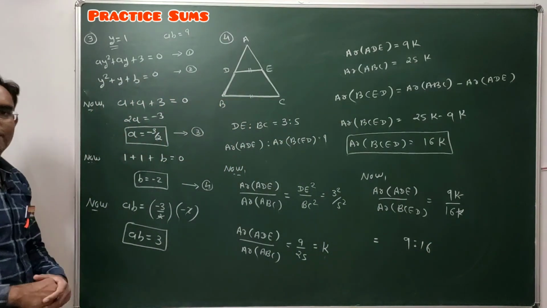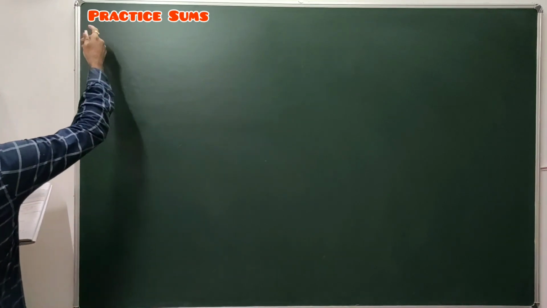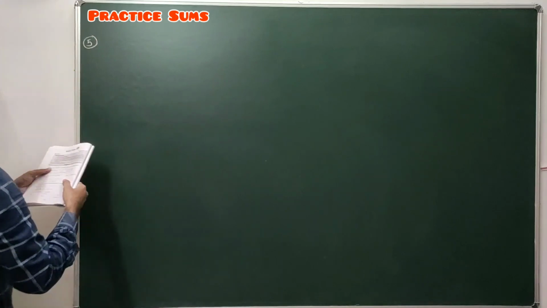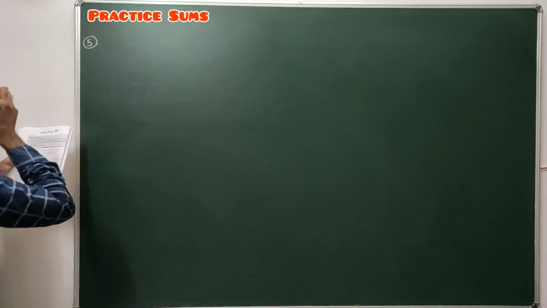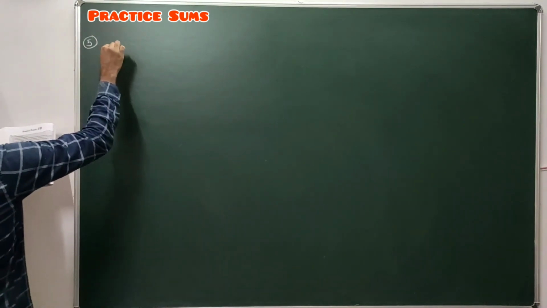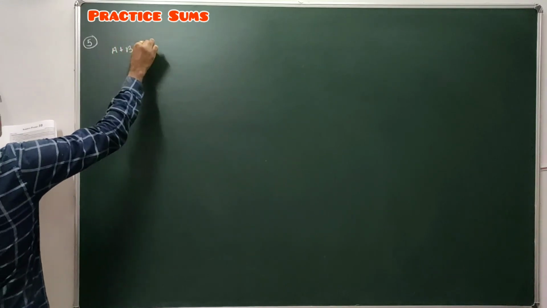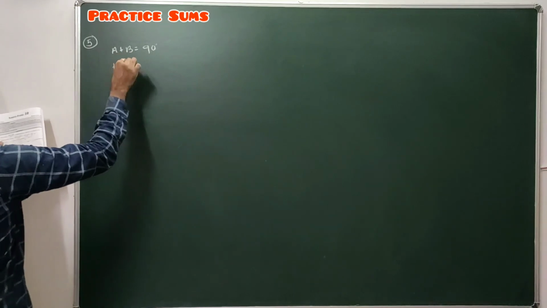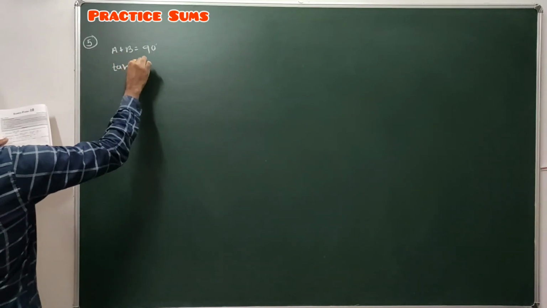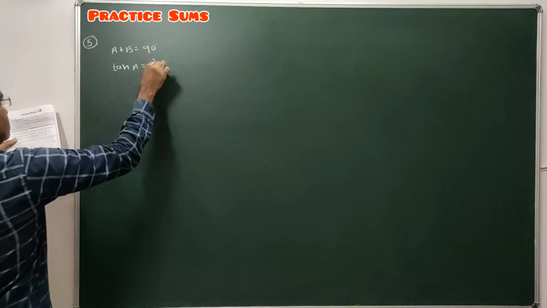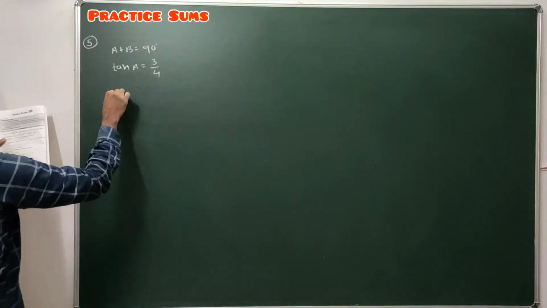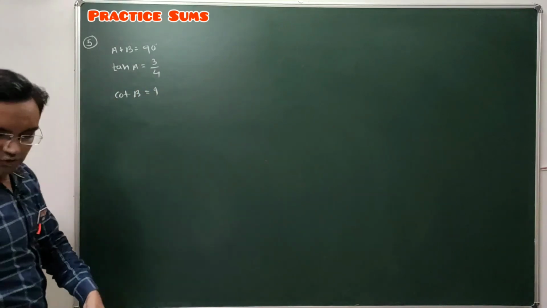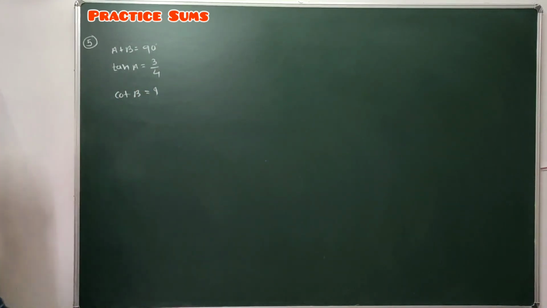Now pause the video and note it. Question number 5. Question number 5 is there. If A plus B equal to 90 degree, tan A equal to 3/4, what is the value of cot B? What is the value of cot B that you have to find?